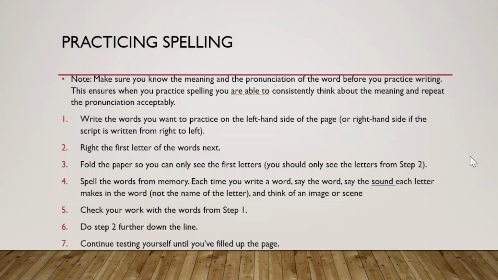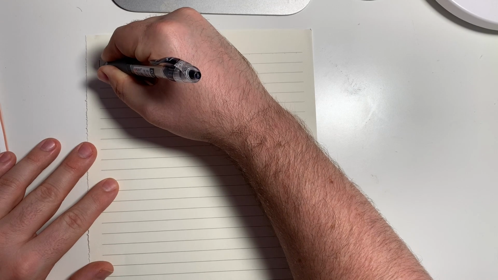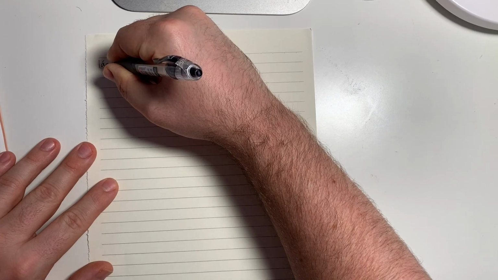So you can make a list of the words on a piece of paper in the margin. After you have your list, you write the first letter of each of those words next to it. And then you fold the paper so that you can't see the words. You can only see the first letter of each word. And then from memory, you try to write those words out. And then you open the paper and you check what you've done. You continue that until you finish writing all the way across the paper. I'll show you a quick demonstration of how to do that.